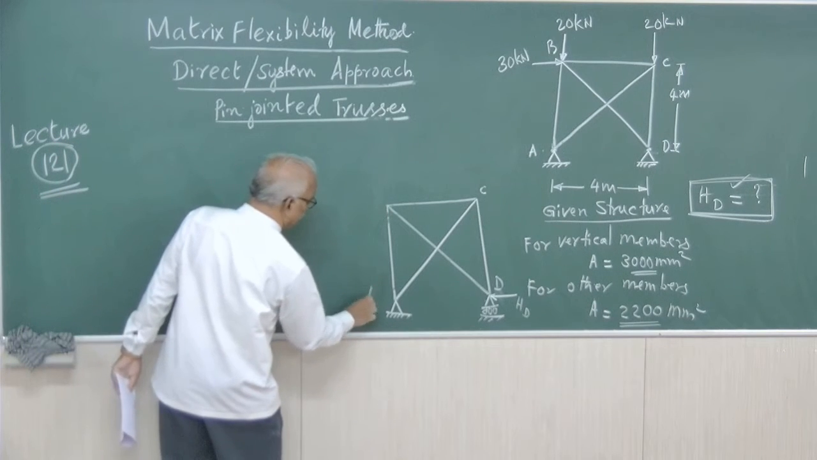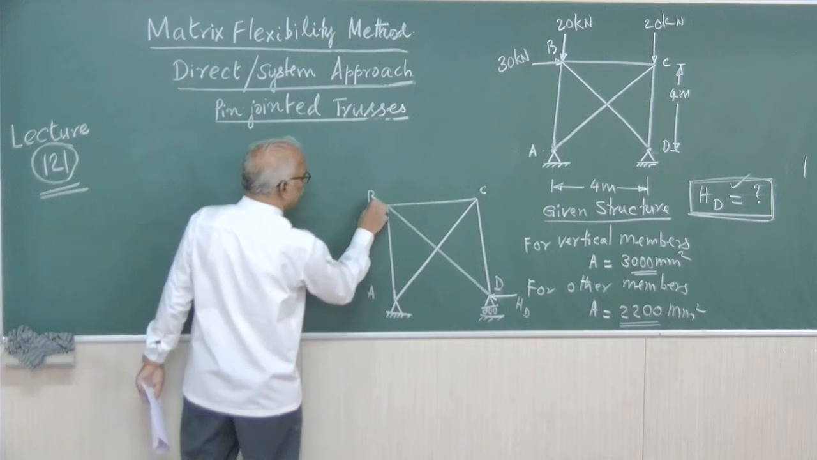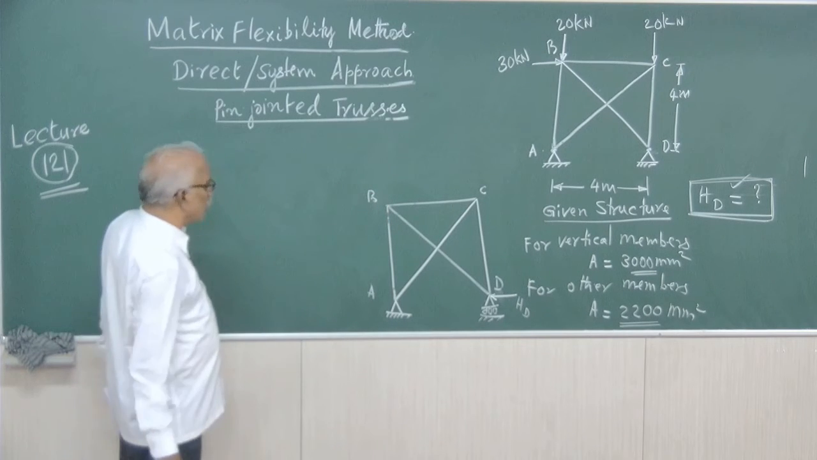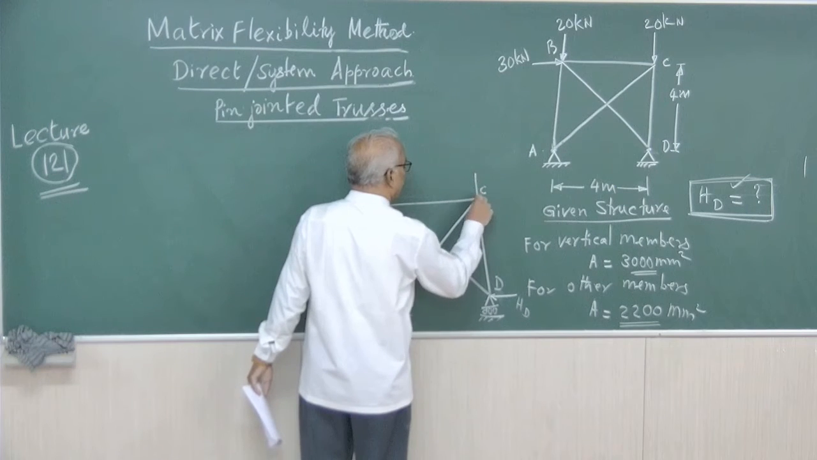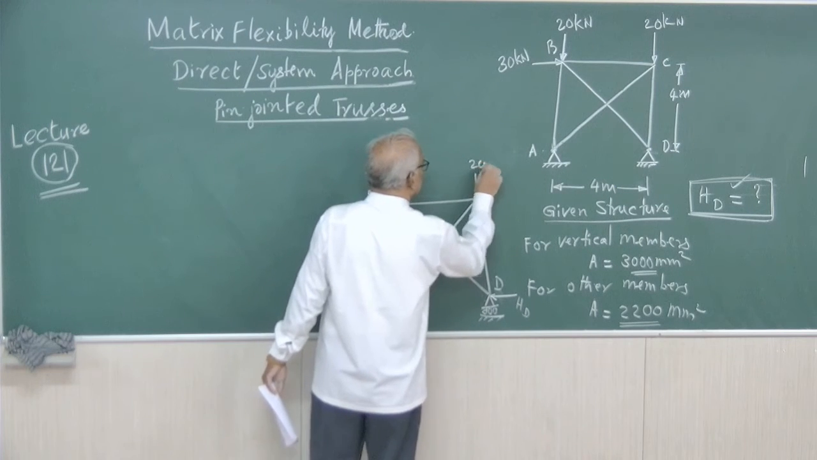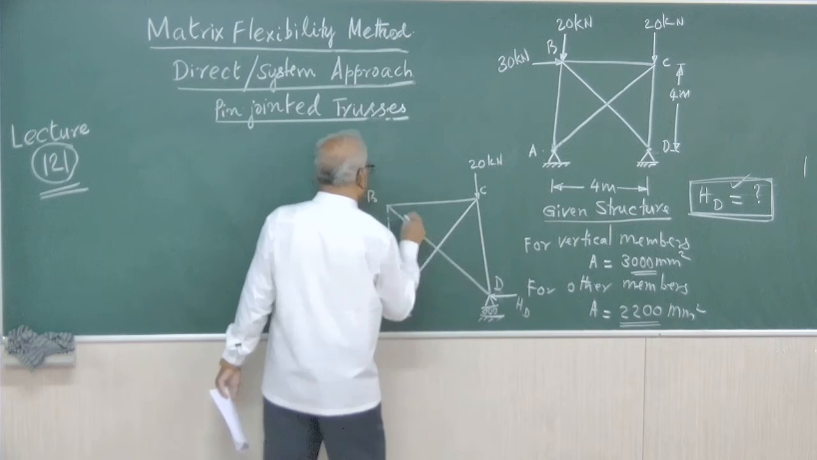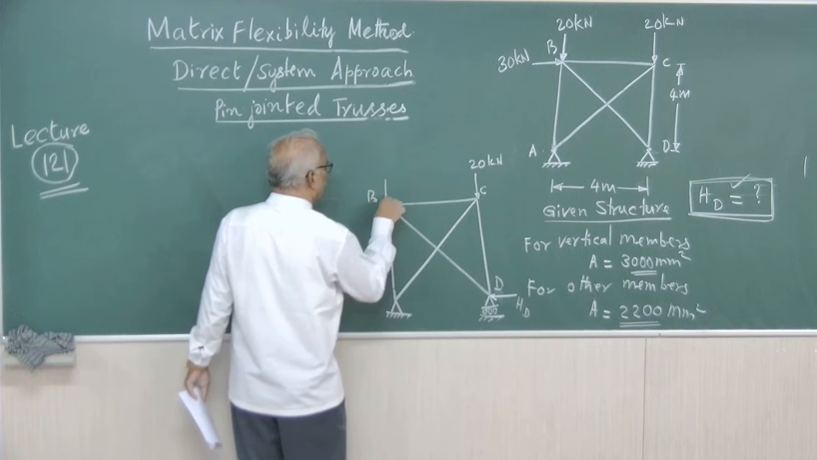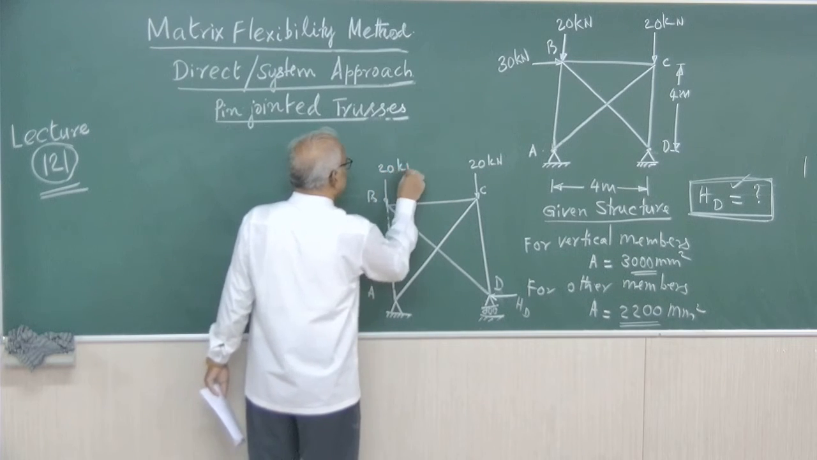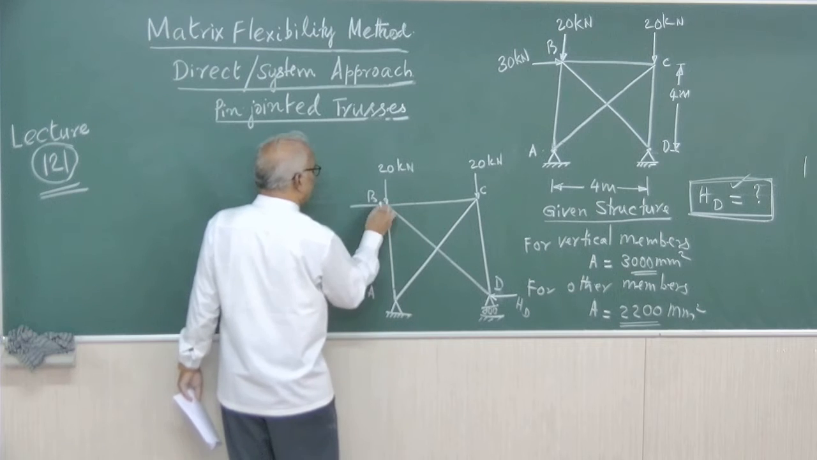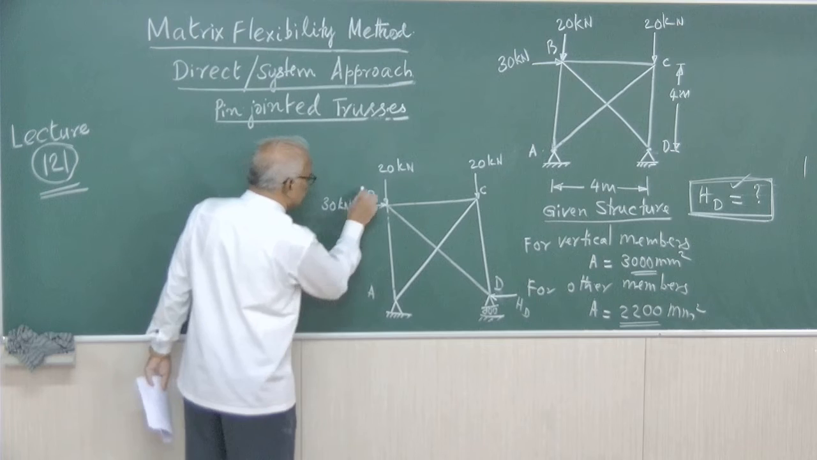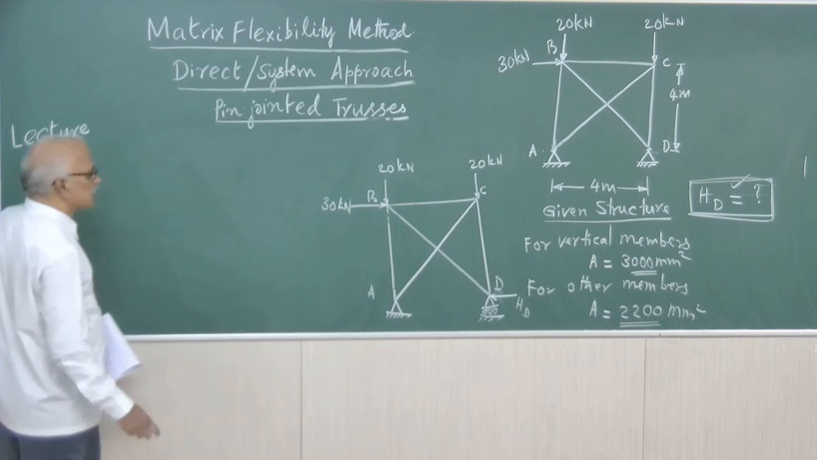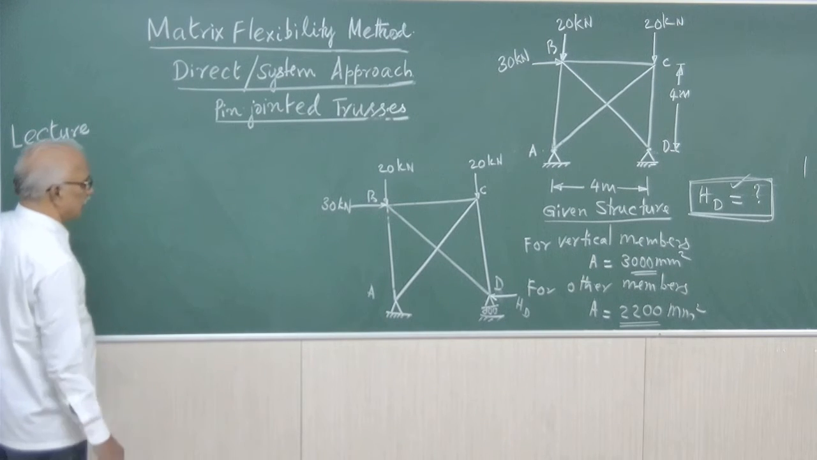This is A, this is B. Now, this primary structure will be loaded with the given load. The given load is 20 kilonewton, 20 kilonewton, and 30 kilonewton. This is the primary structure with the redundant.